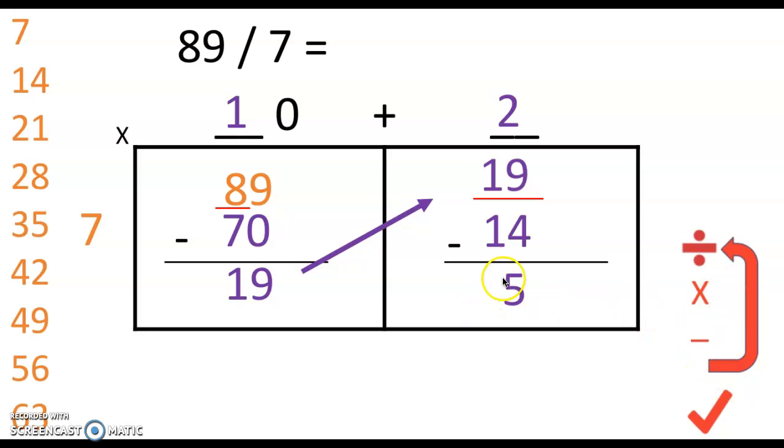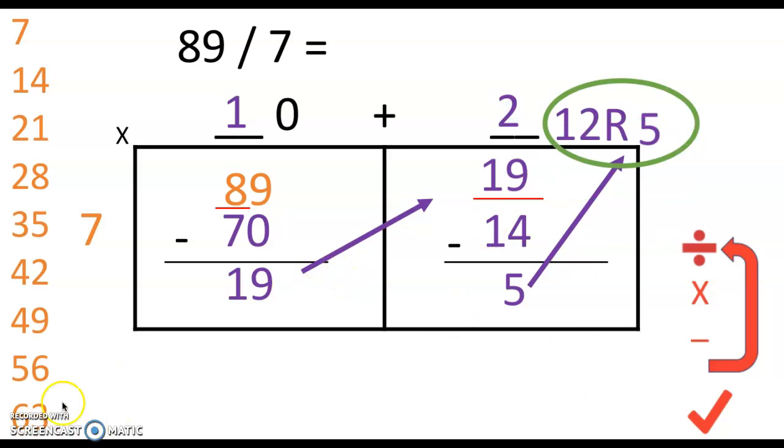Do we have any more boxes to be able to repeat? No, so let's check. Is 5 smaller than 7? Sure is, so that's our remainder. We're going to bring that on up, and we get our answer right here. 10 plus 2 is 12, with a remainder of 5.